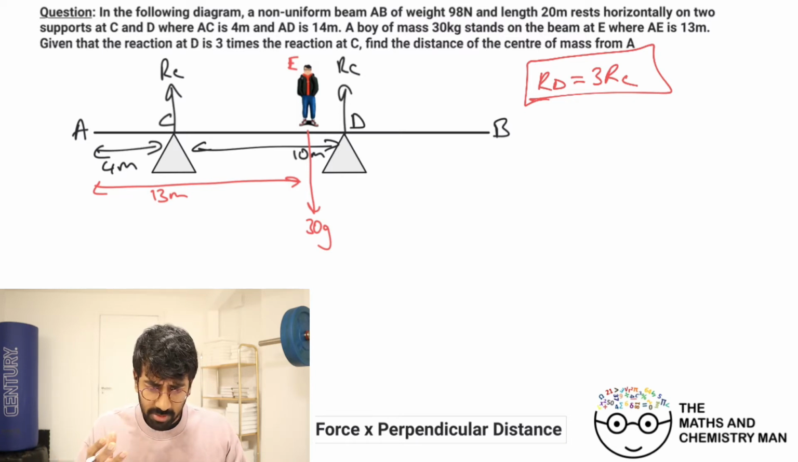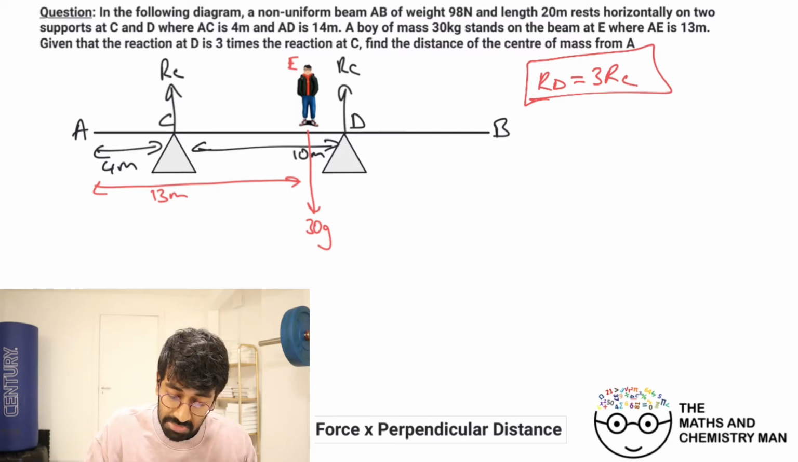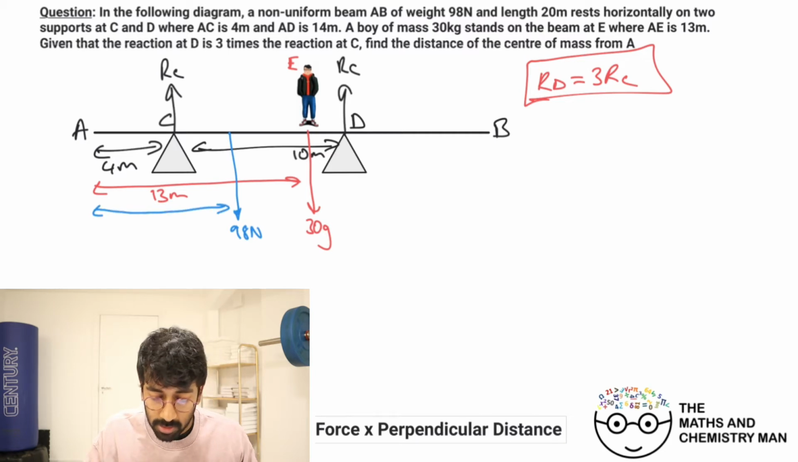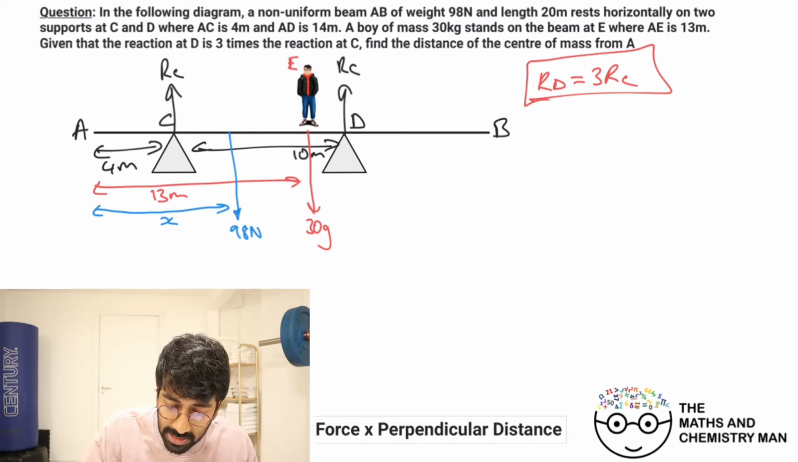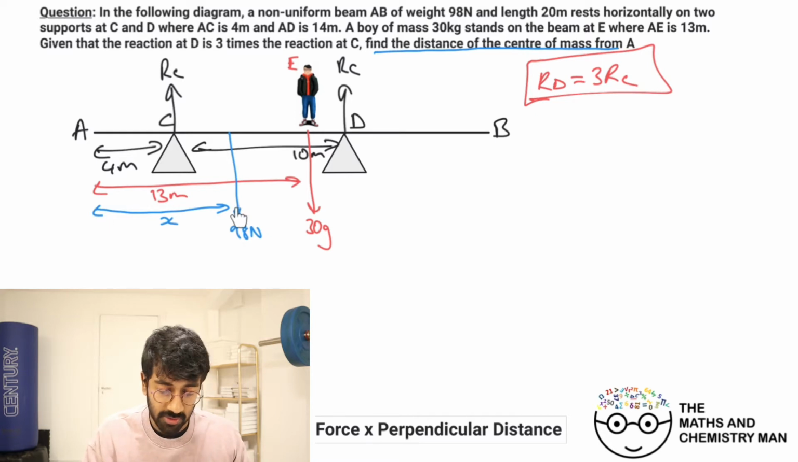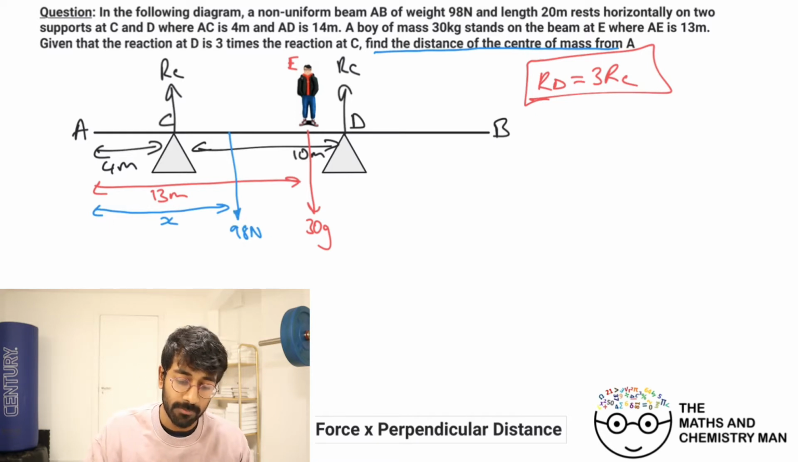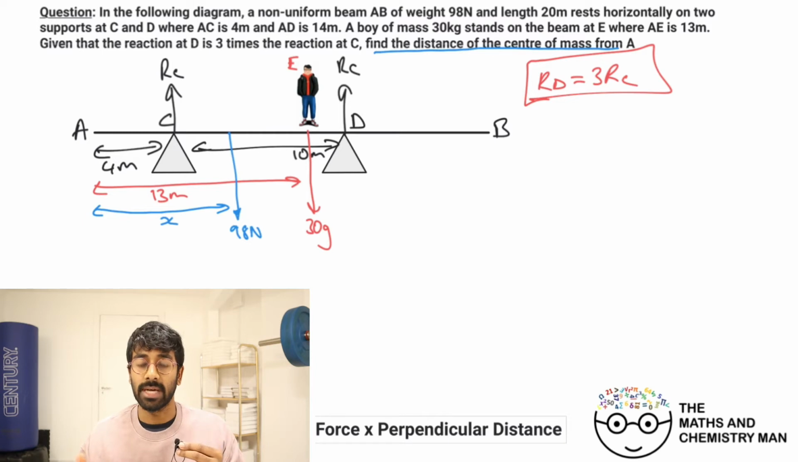Now, we still haven't managed to put the center of mass in, and we know it's non-uniform, so it could be anywhere. I'm just going to take a guess and put it here, and that's 98 newtons. We're going to call this distance from A to the center of mass X, because that's what we've got to find out. Look what it says: find the distance of the center of mass from A. Now we've got everything labeled. This is a really good diagram. All we've got to do now is start working this out.